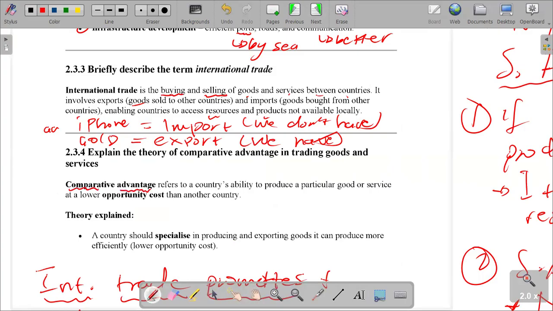Guys, don't forget the definition of globalization. I was just giving you a brief definition of what globalization is. So now let's look at comparative advantage.